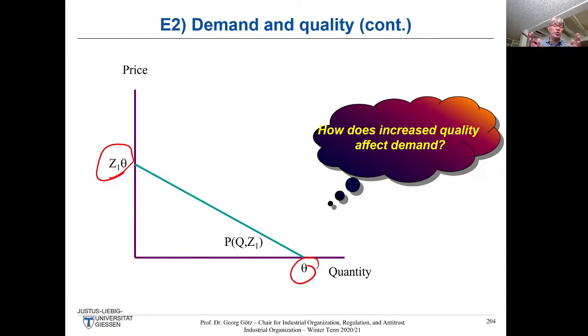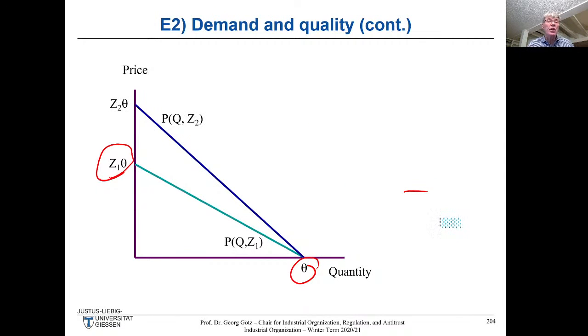Of course, we also could change the density. If the density is 2, we would have 2 theta here, but that doesn't matter here. And again, the question: how does increased quality affect demand? That's straightforward. We have this case in which the inframarginal consumers gain more than the marginal consumer.